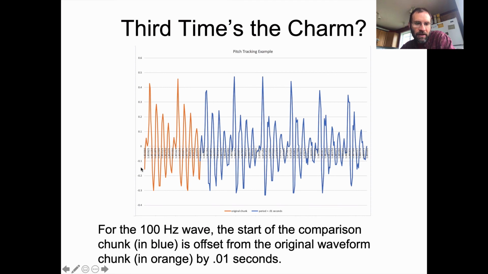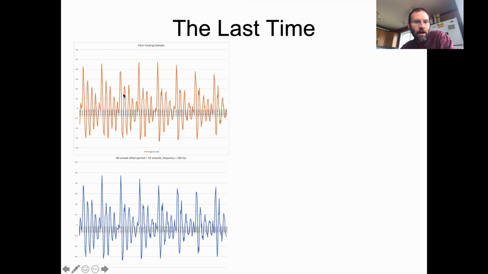And again, the beginning of this one is going to be offset from the beginning of our original waveform by 80 samples or 0.01 seconds. And if we do that, we actually wind up in kind of a similar spot as we were before for the 200 hertz waveform. So we're starting low, we're getting through this little bump, then going to a bigger bump. It's not, again, a perfect match, but it looks like we're kind of in the neighborhood, right? So who knows what we're going to get out of this.